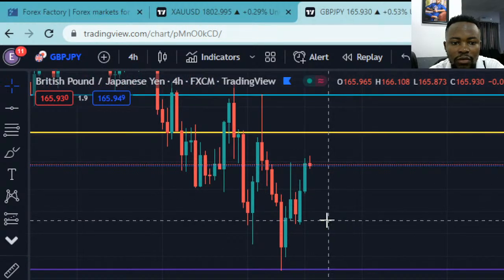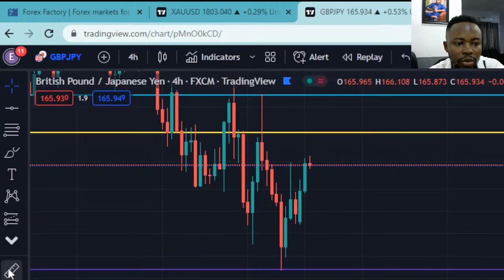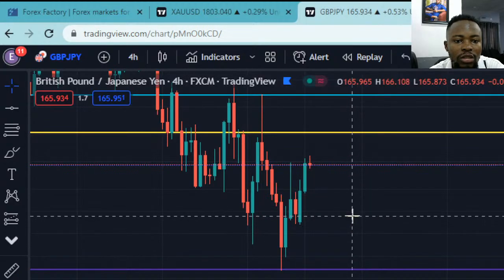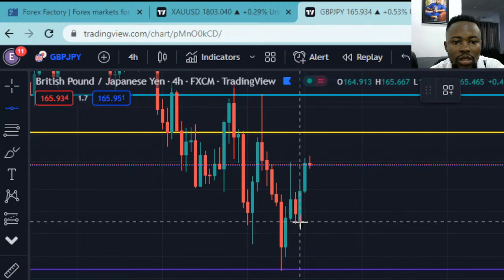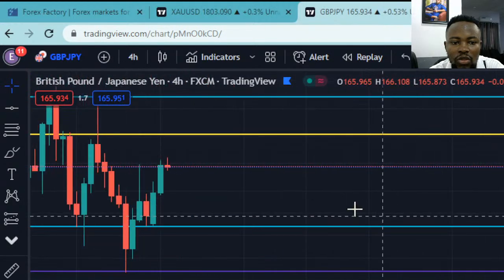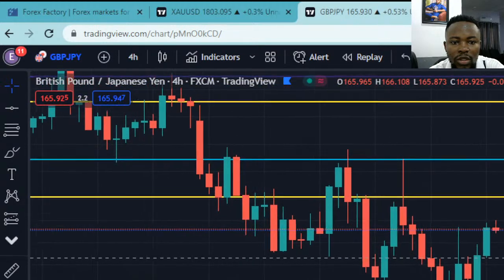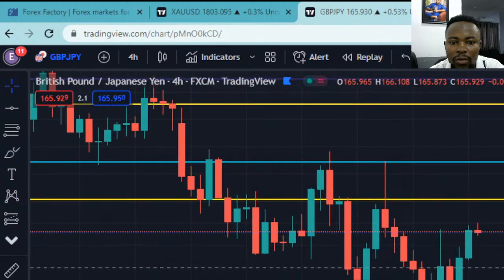So we also have a support here, but let me measure this range before we think. Okay, this is a 50 pip range on 4 hours, so we could say this is our most recent support based on the 4 hours time frame. These are most recent supports down there.